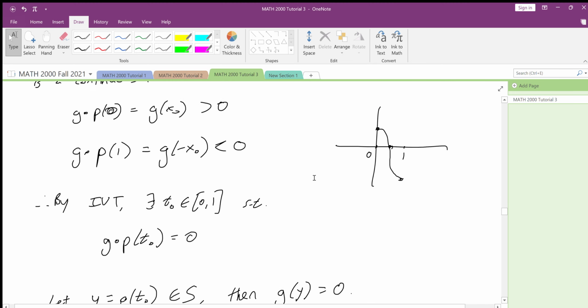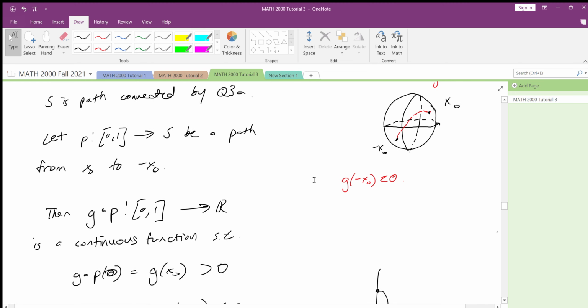So question 3b is a really good question because it combines paths, it combines compact sets, it combines the intermediate value theorem all together. So that's it for question 3b.